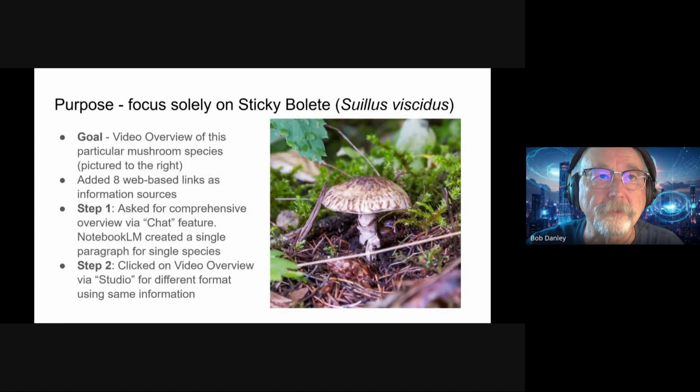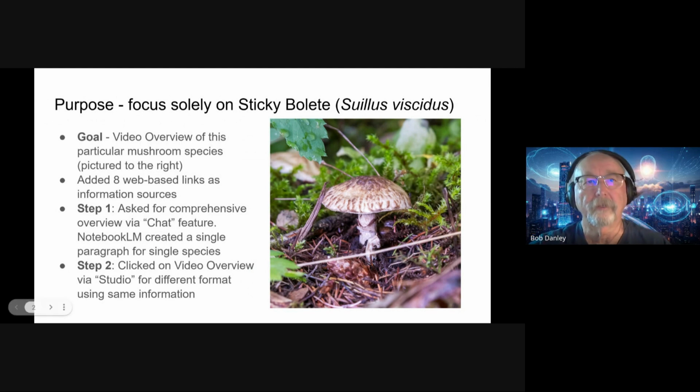So the purpose of me doing so was, again, to give a video overview of this particular mushroom species, which is the sticky bolete, which is pictured to the right, okay? Again, I added 8 web-based links as information sources. I asked for a comprehensive overview via the chat feature.